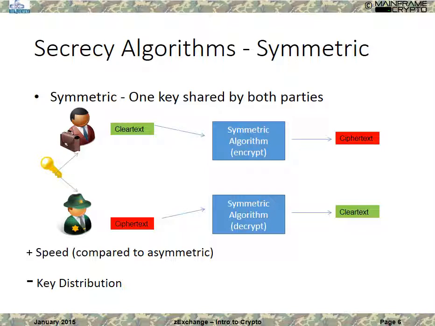Again, the first type of algorithm is what's called a symmetric algorithm. With the symmetric algorithm, both parties, both the encryptor, the sender, and the decryptor, the receiver of the message, have access to the same key material. They are using the same key on both sides of the conversation. So as a sender, if I want to send you some data, I'm going to take a key and use that to encrypt the data.